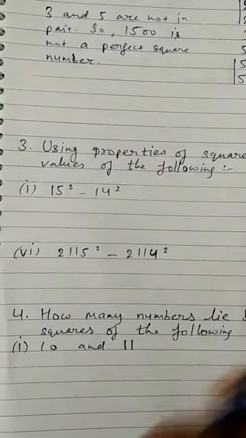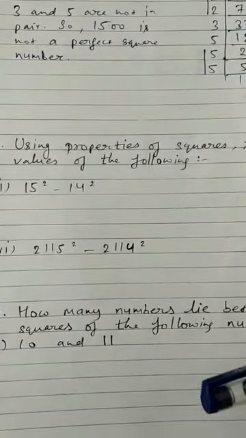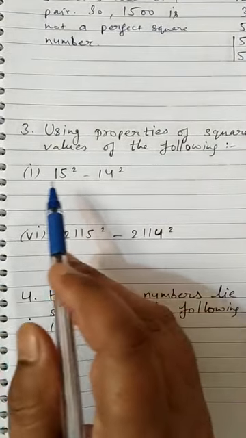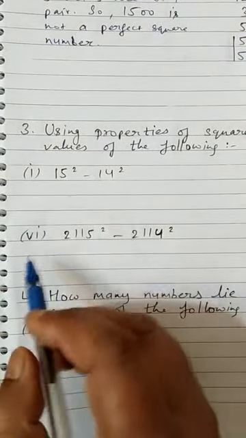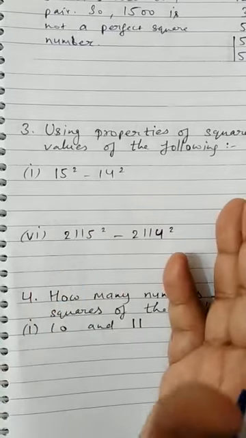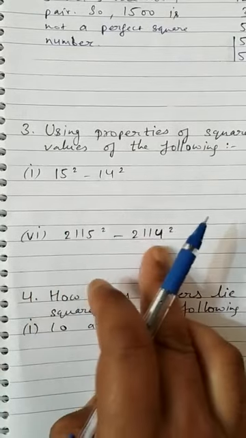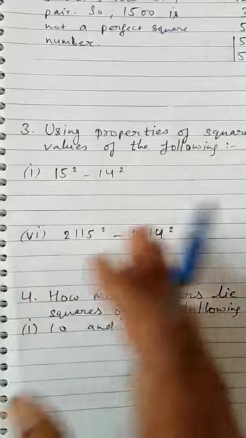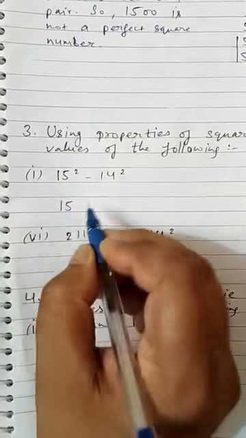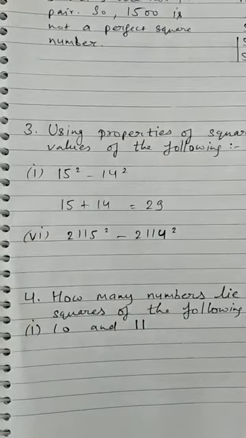Next is number 3. Using properties of the squares, find the values of the following. We can see that in our first part and 6th part, the difference between these two numbers is only 1. This is 15, this is 14, and the difference between these numbers is only 1. So there is a direct rule: just add these numbers and you will get the answer.